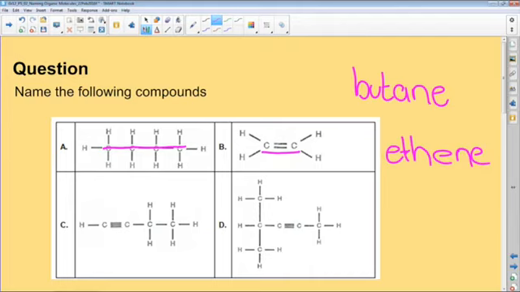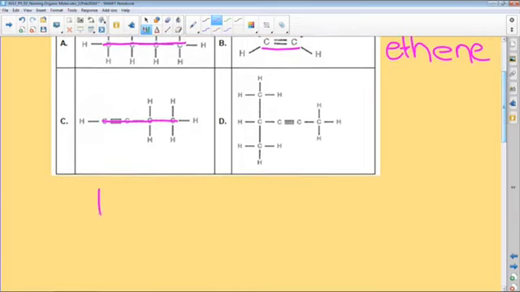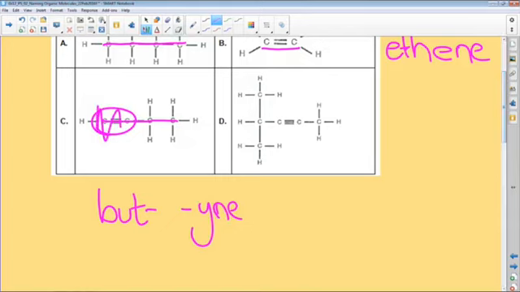Now we get to the next one and we go, well, let's see. The longest chain is 1, 2, 3, 4 carbons. Okay, so I know it's going to be but-. And there was a triple bond over there, so I know it's going to be -yne. Okay, now watch what I'm doing here. We have to say where the triple bond is because with butyne, it can actually be where we can see it now, or it can be somewhere else.